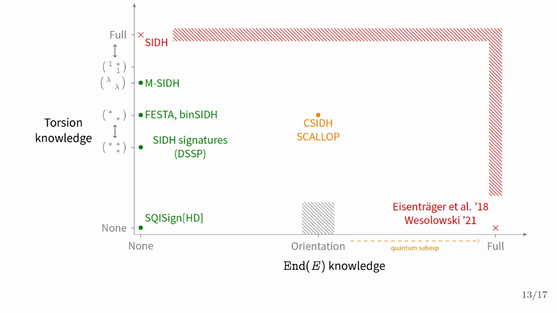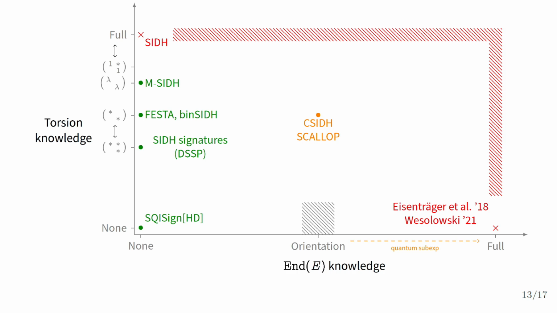The most interesting part is that SQIsign is here at the bottom, so it's sort of the most secure isogeny-based scheme if you want to look at what information is provided, because there is no torsion point information and there is no information about the endomorphism ring of your curve. So if you had to take one message home, it is that when you reveal full torsion point information, your scheme is broken. When you reveal the whole endomorphism ring, your scheme is broken.